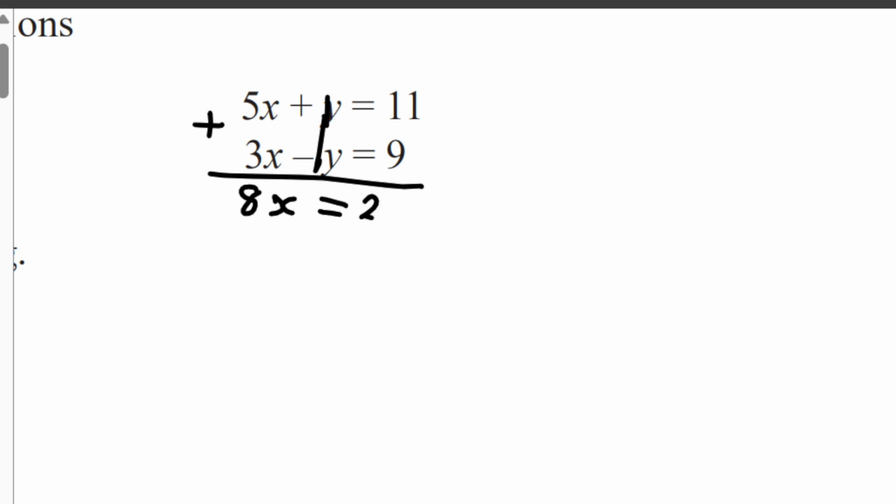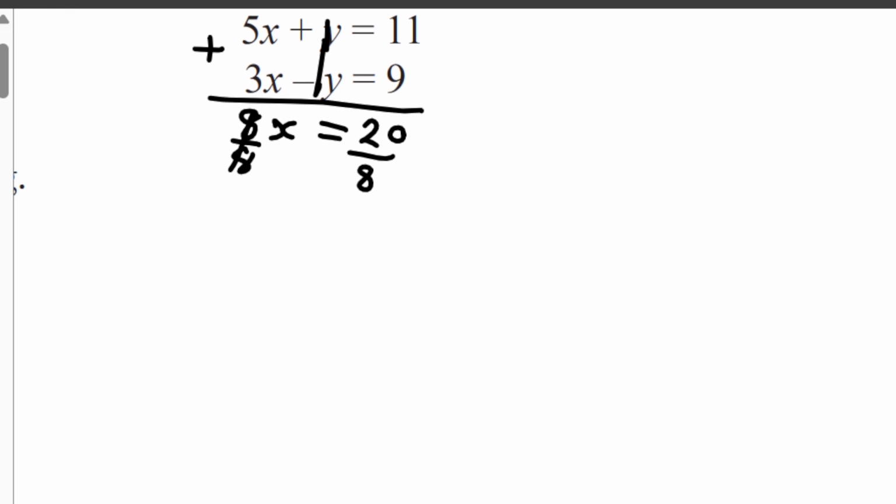11 plus 9 is 20. Divide by 8. Divide by 8. 8 cancels the 8. So you will have x equal 20 divided by 8, which is 2.5. This is calculator allowed, so just plug this in your calculator. It's 2.5.